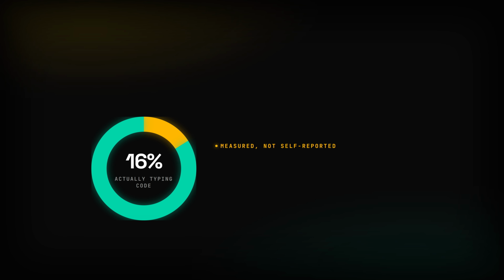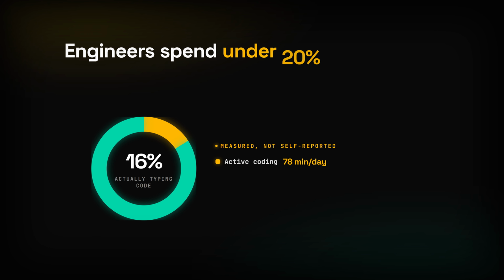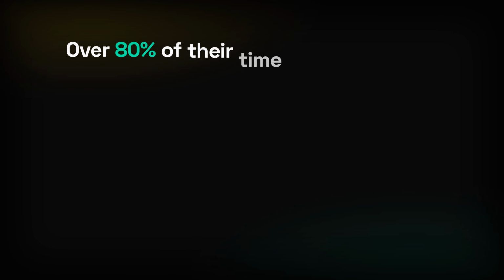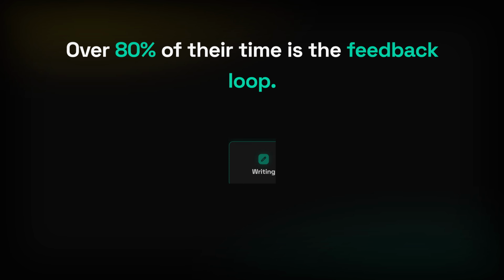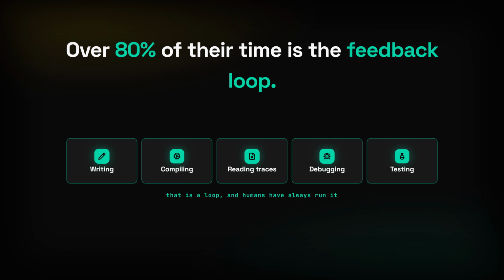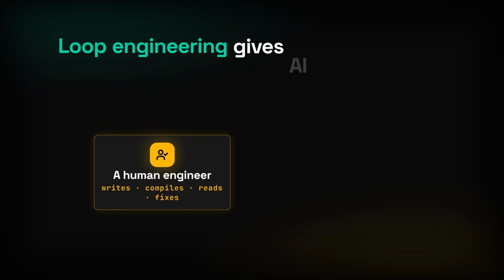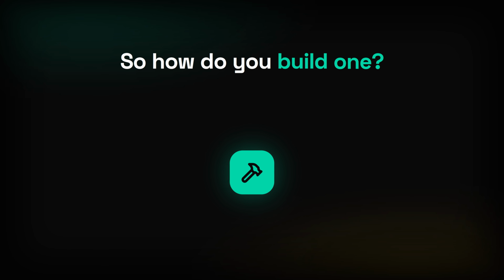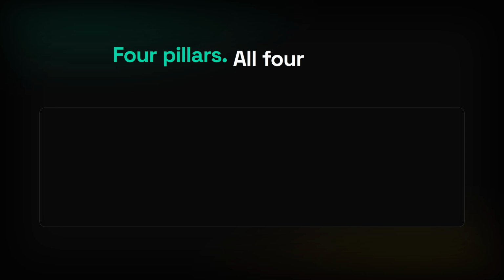A study conducted on developer productivity found that software engineers spend less than 20% of their time typing raw code. Over 80% of developer time is spent in a feedback loop: writing, compiling, reading stack traces, debugging, and testing. Loop engineering simply endows artificial intelligence with that exact same trial and error capability. To build a resilient loop system, you need 4 key components working together.